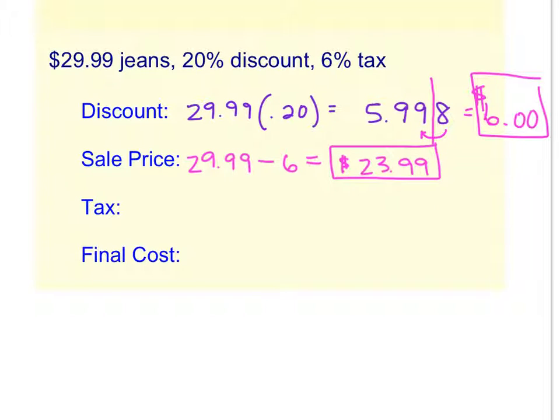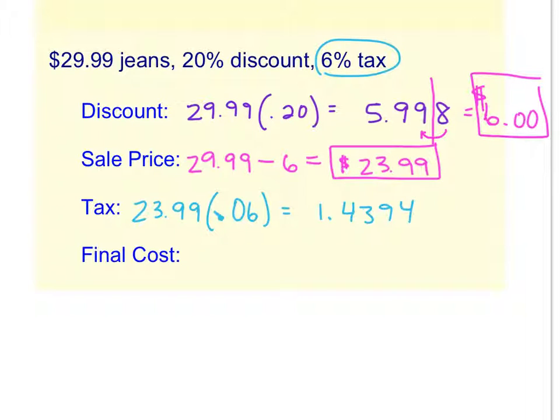Now, to find the tax, you are not going to be taxed on the full price of the jeans. You're going to be taxed on the sale price of the jeans. So we're going to take the sale price, $23.99, and we have to multiply it by our tax percent, which is 6%. So move the decimal 2 spots to the left, and you get 0.06. Now when you multiply that, you want to look out to see if we're going to have to worry about any rounding. Here's what your calculator gives you, 1.4394.